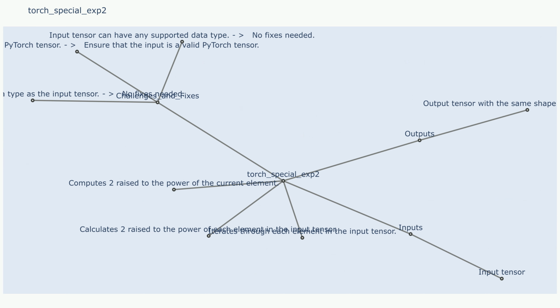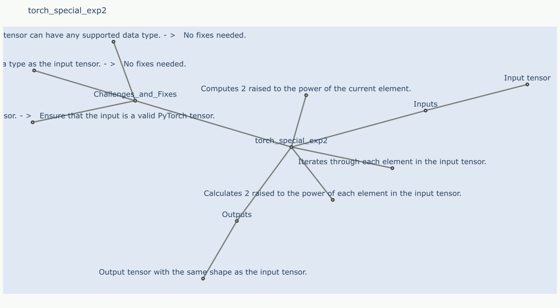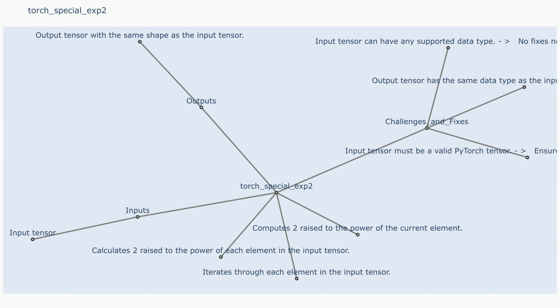Challenge 3. Handling complex input values. The exp2 function is not defined for complex numbers. If the input tensor contains complex numbers, an error will be raised. Sample use case. Input tensor: torch.tensor(1+1j). Output tensor: torch.special.exp2(input tensor).